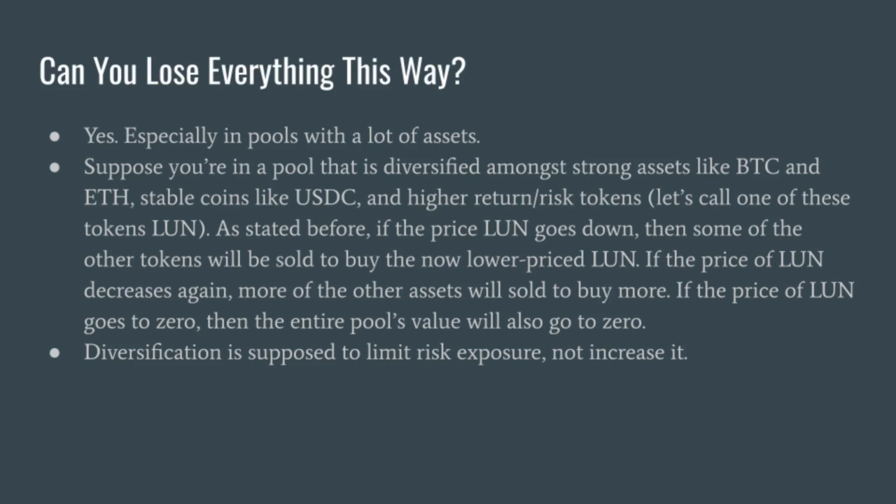As stated before, if the price of Loon goes down, then some of the other tokens will be sold to buy up the now lower priced Loon, so as to keep the balance of assets in check. If the price of Loon decreases again, more of the other assets will be sold in order to buy more Loon. If the price of Loon goes to zero, the entire pool's value will be completely wiped out. Multi-asset pools are often described as being like a portfolio or like an index of assets, but diversifying a portfolio or index is supposed to limit your risk exposure, not increase it.